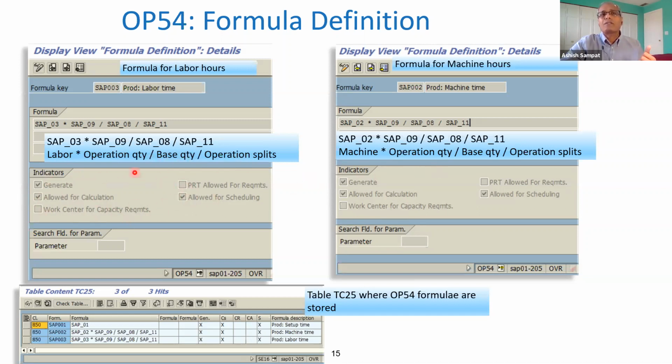So of course this is just one view of two separate formula keys, but when you look at the same formula key in behind the scene table TC25, that's when you see more of the formula. So again, this is just another view. So if you are adding a new formula with different parameters or different calculations, then those will all be stored here. Now let's look at the recipe.